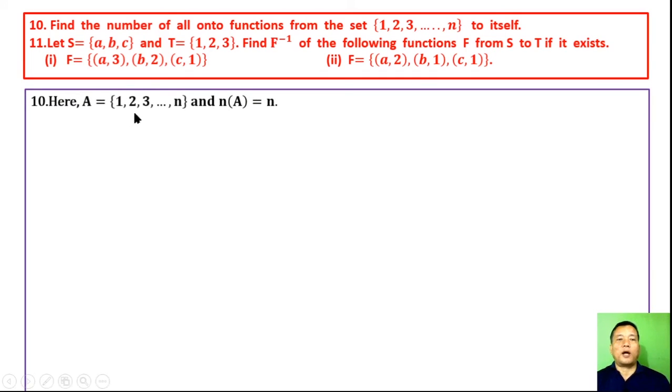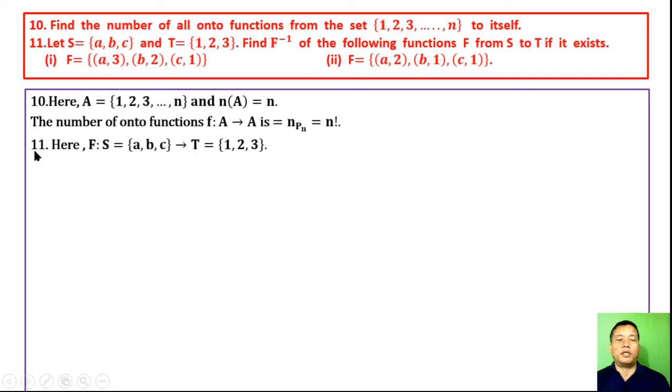Here A consists of 1, 2, 3, 4, ..., n, and n(A) consists of n elements. The number of onto functions f from A to A is nPn, that is, n factorial. From the n elements, the number of onto functions is n factorial.